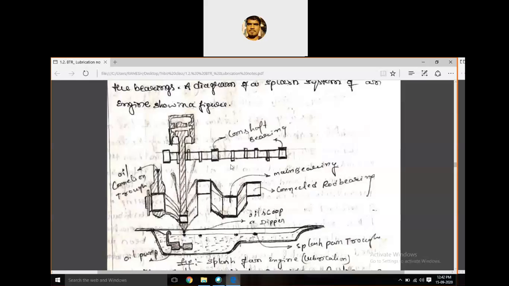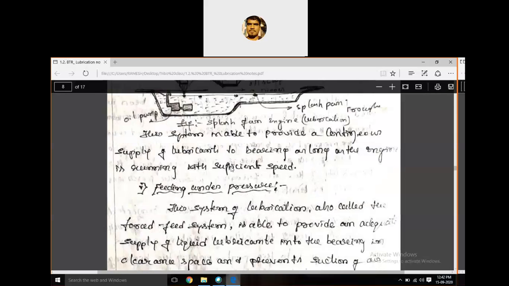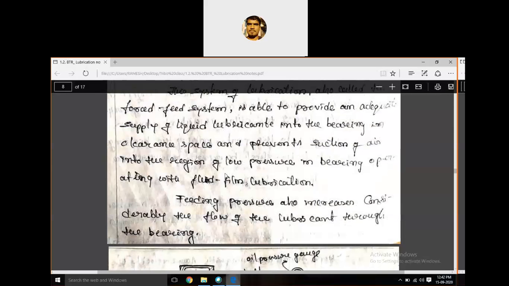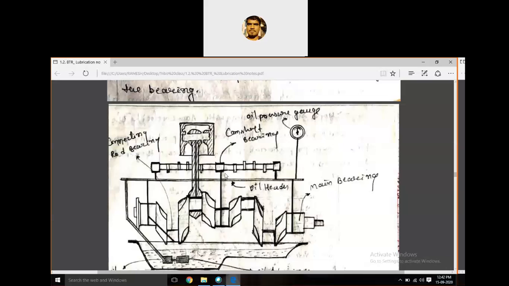And the next type of lubrication is called feeding under pressure. Yes, we will feed the lubricant under some pressure. This system of lubrication is also called a forced feed system. It is able to provide an adequate supply of liquid lubricant into the bearing clearance space, and it prevents a suction of air into the region of low pressure.